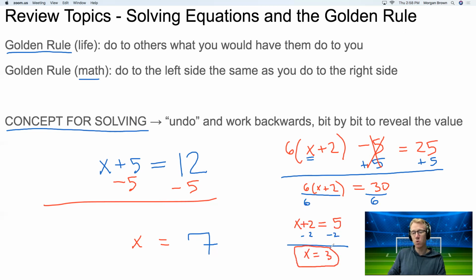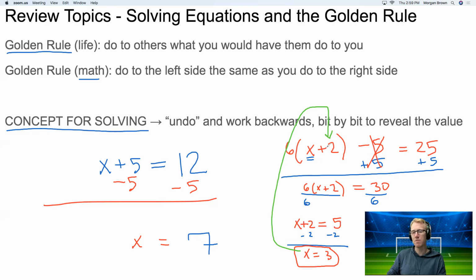The other really cool thing, and one of the reasons I like solving equations so much, is because I like to be right and I like to know that I'm right. I don't like to have any ambiguity or uncertainty. You can take this answer and you can plug it all the way back in to the original problem right here. And you can just check and verify, hey, did I get this right? So let's plug in a 3.